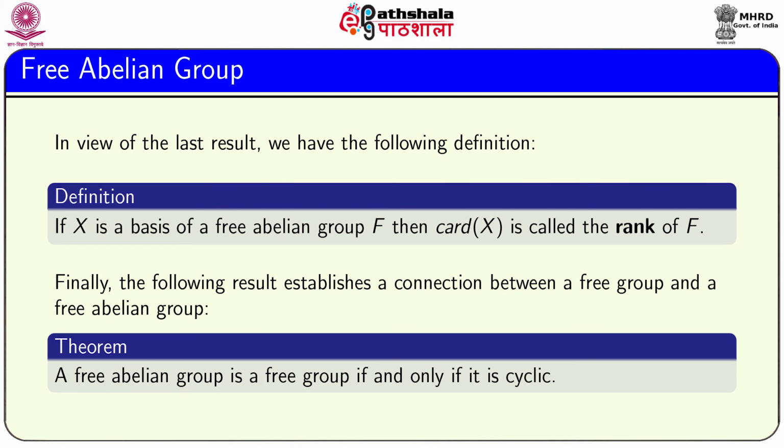Finally, the following result establishes a connection between a free group and a free abelian group. It says that a free abelian group is a free group if and only if it is cyclic. There is a lot more to talk about free groups and free abelian groups, but so far as our course is concerned, it is enough to have this much knowledge. With this, we end chapter 3.